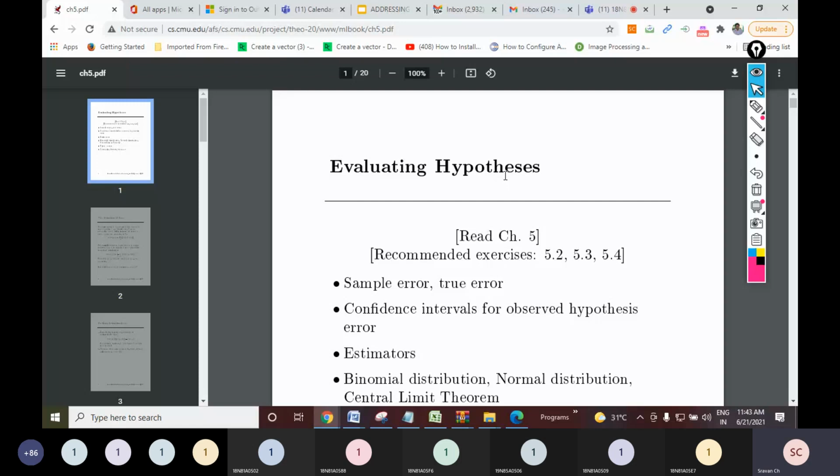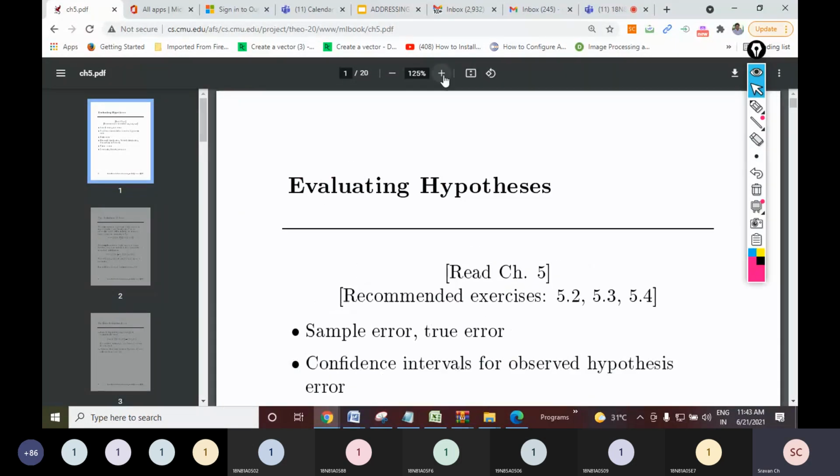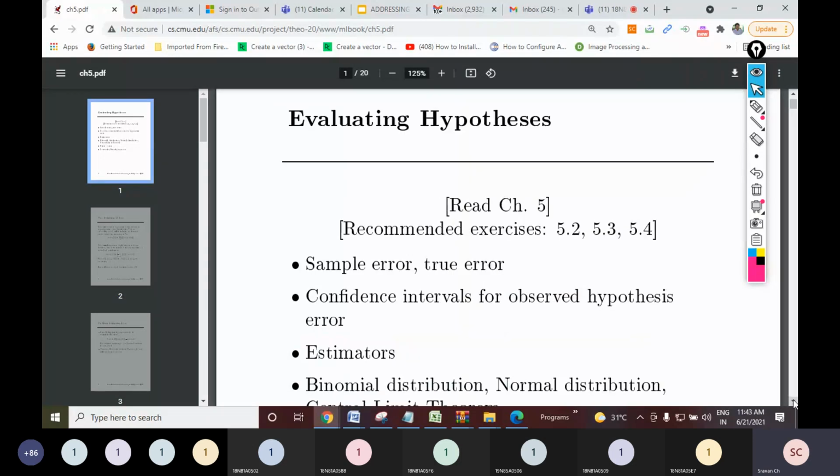Evaluating hypothesis. In this evaluation part, you will come across one topic called central limit theorem. Please make a note of these words, central limit theorem. It will most probably come in your external exam also, and it will definitely come in your internal exam. So central limit theorem is very important, my dear friends. Today we will try to understand the concept of evaluating hypothesis.